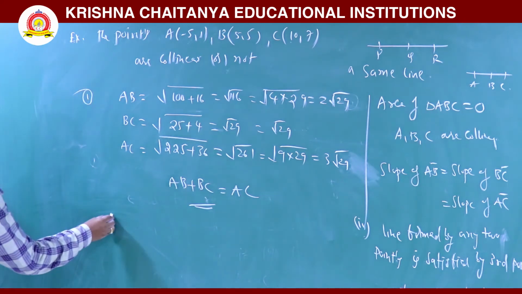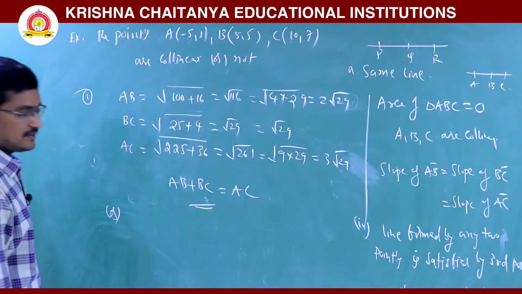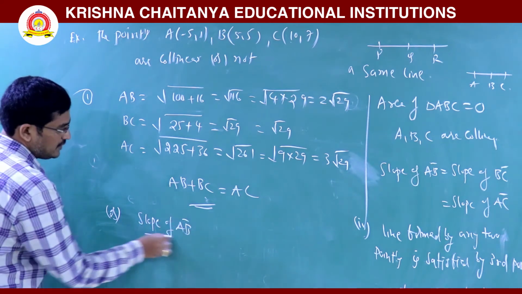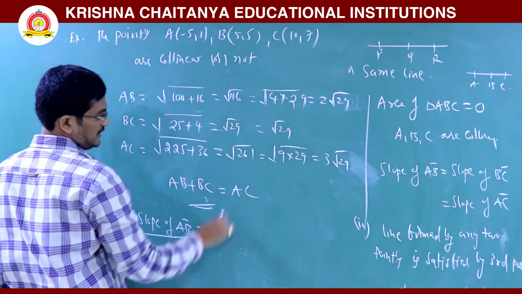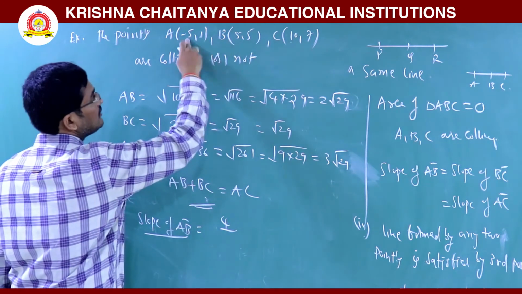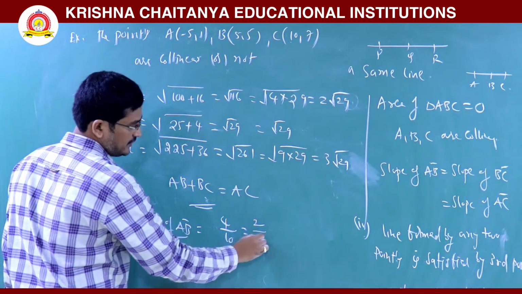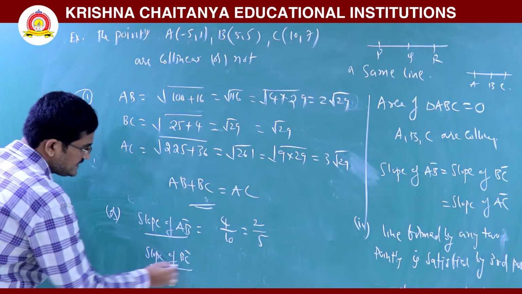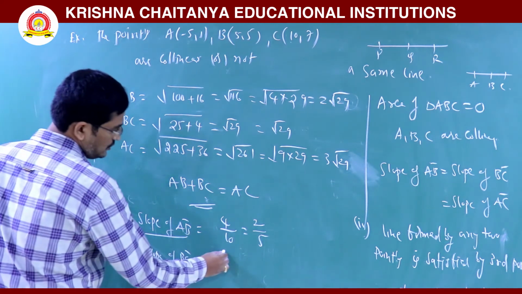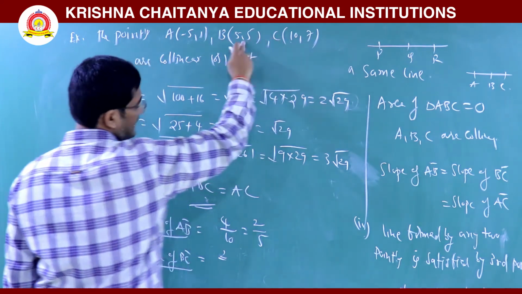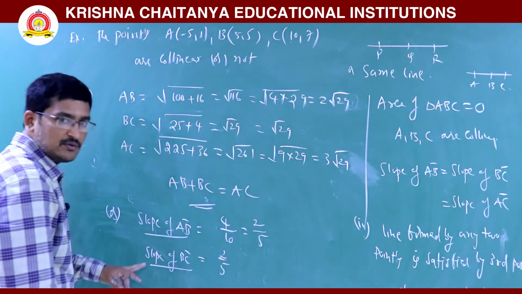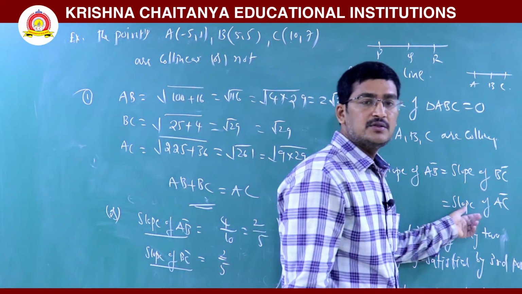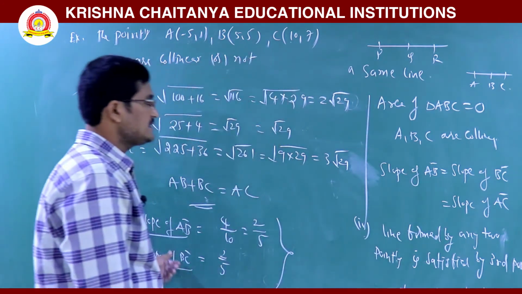Or suppose we have to find the slope of AB bar. Second method, slope of AB bar. What is the slope of AB bar? Slope of AB bar is equal to (y2 minus y1) by (x2 minus x1), 5 minus 1 is 4 by 5 plus 5, 10. What is the slope? 2 by 5. What is the slope of BC bar? Slope of BC bar is equal to (7 minus 5), 2, by (10 minus 5), 5. So slope of AB bar is equal to slope of BC bar. Then also we have to say ABC are collinear. This is the second one.